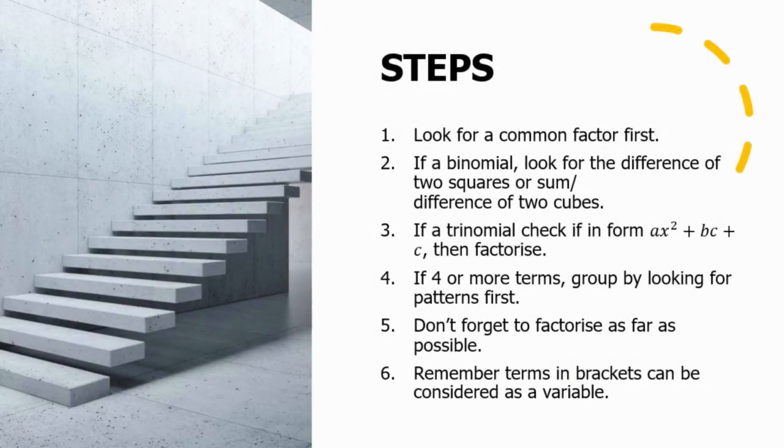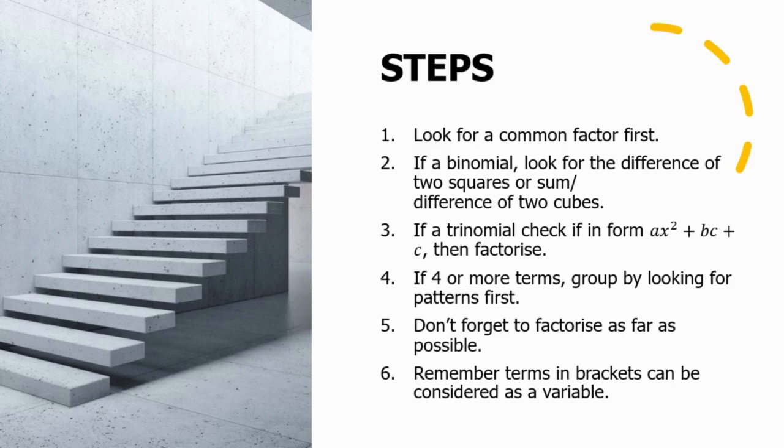So the steps that are involved in factorization: the very first thing that you're going to look out for is a common factor. If you see a common factor, you take it out immediately. The second step: if you see a binomial in your expression, a binomial is an expression with two terms, you're going to look for the difference of two squares or a sum or difference of two cubes.